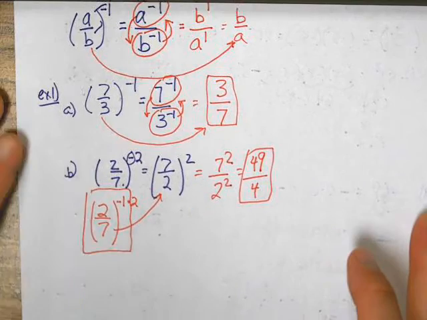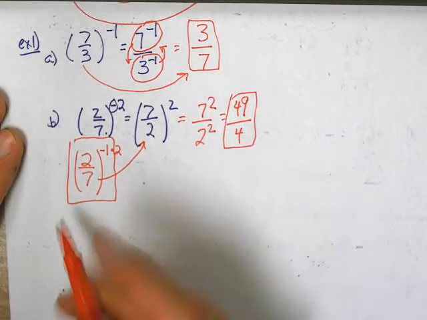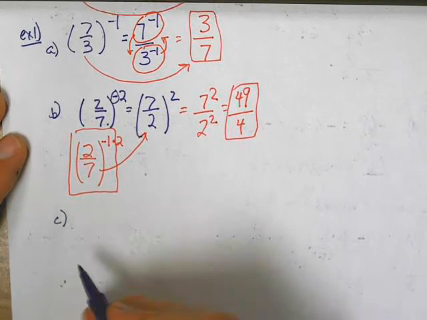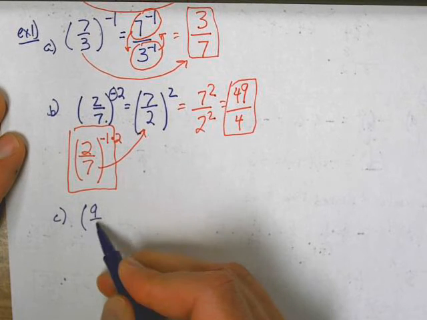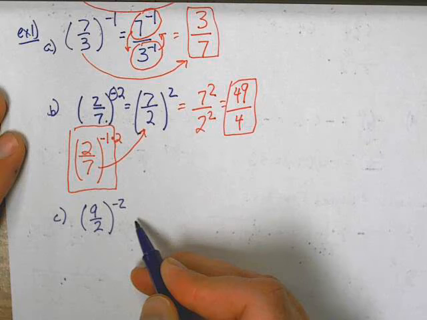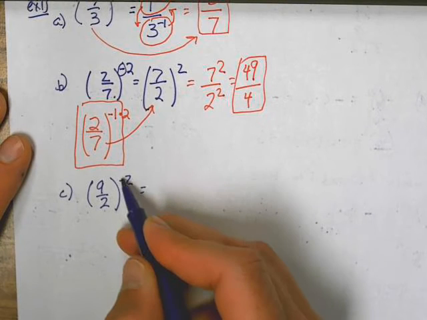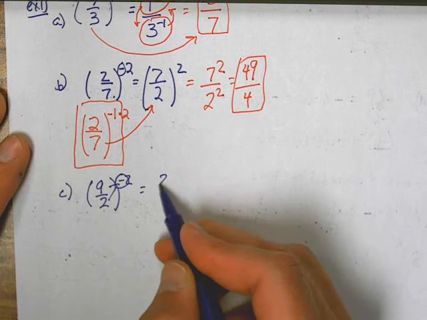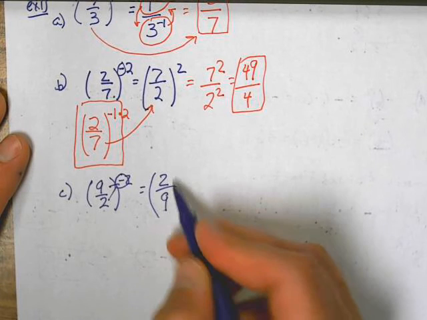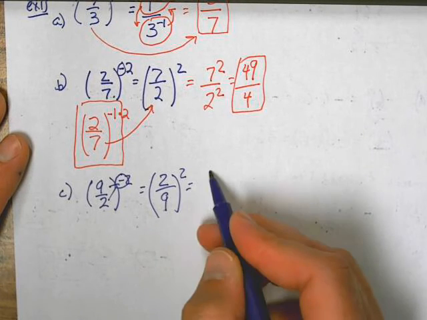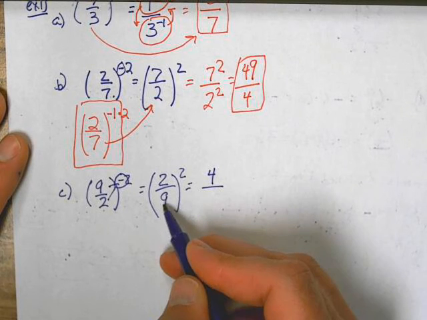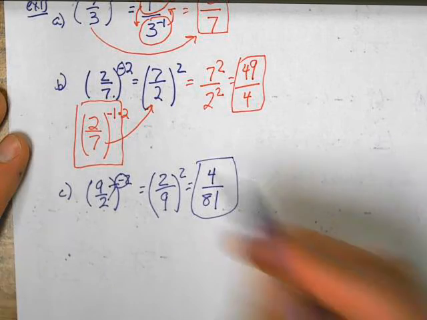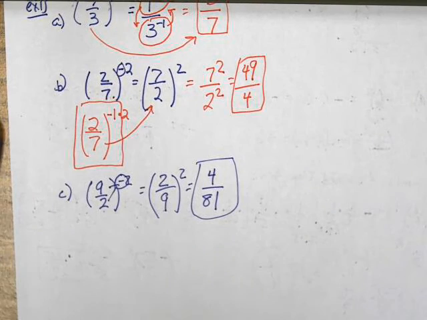Let's do one more just for giggles. All right, let's make this one part C. Let's say I have 9/2 to the -2. So again, what I would do is I'd say, oh, because it's a negative exponent, I'm going to flip the fraction and make it 2/9. Then I just have to square that. So it'd be 4 if I square the 2, and 9 squared, 81. That's it. Done. You might be thinking, man, that's not that bad.